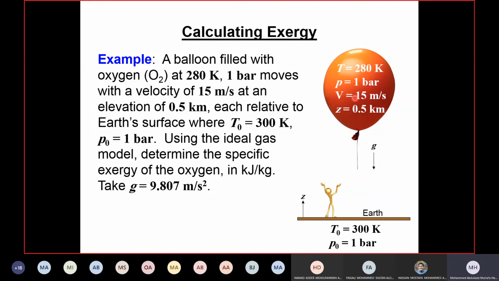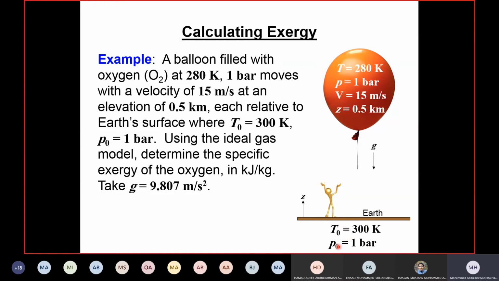So we're giving the velocity at an elevation of 0.5, each relative to the Earth's surface, where T naught is giving us the dead state here, T naught and P naught. Because it has certain conditions here, temperature and pressure, velocity and Z, it has some exergy. We want to calculate the exergy. And we are given here the state T naught and P naught.